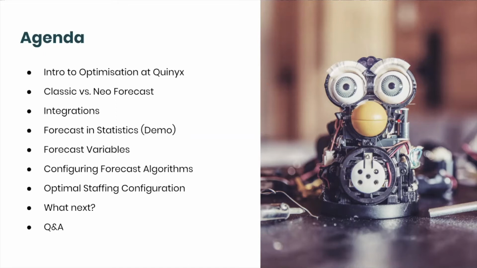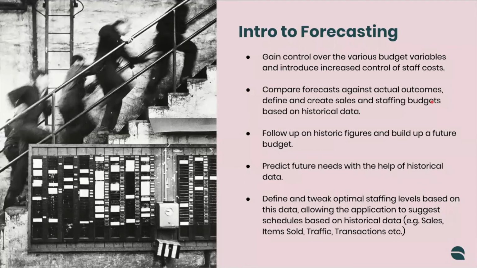Good. So first off, an introduction to optimization at Quinix. So as I've already mentioned, when we say optimization, we're combining a few different concepts with regards to forecasting and budgeting, but ultimately we're talking about the same thing. So the aim of that optimization, also known as forecasting, is to gain control of the various budget variables and introduce increased control of staff costs.